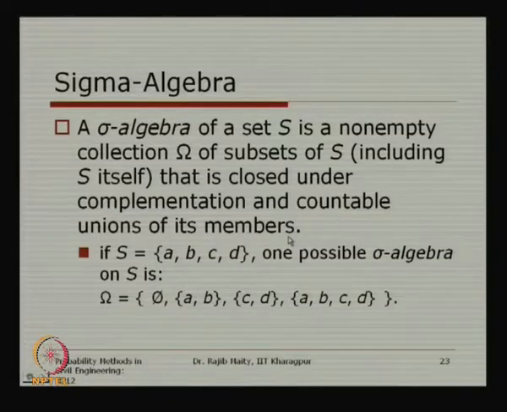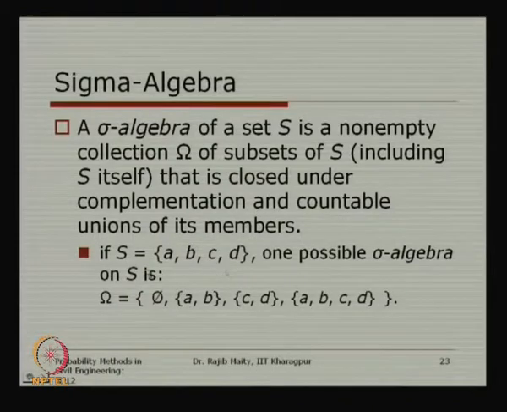So here, importantly, there are three conditions. One is that the set must be non-empty. This is the first condition. Second condition, it should be closed under complementation. If I take its complements, then the complements should also be in the set. And it is closed under countable unions also. So there are three conditions for a set. If these three conditions are satisfied, then that set is known as a sigma algebra.